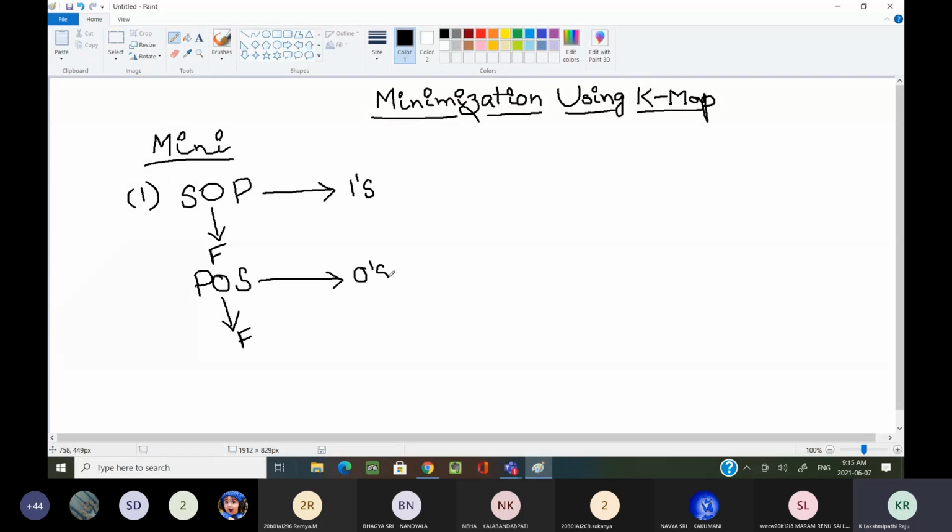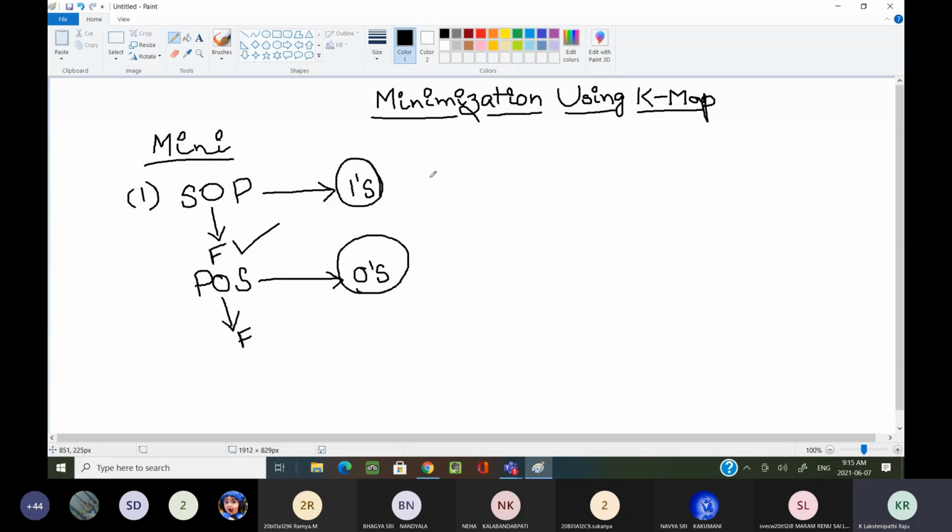Whatever min terms are there in the given function, if it is a SOP expression, for those min terms inside the map we are representing ones. We are filling the map with ones. If it is a POS expression, then whatever max terms are there in the given function, inside the map we are filling those max terms with zeros, inside the K-map.